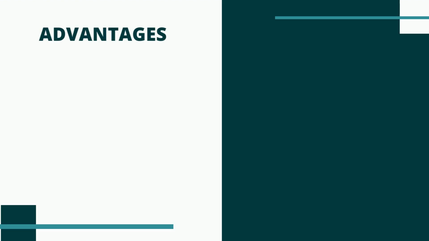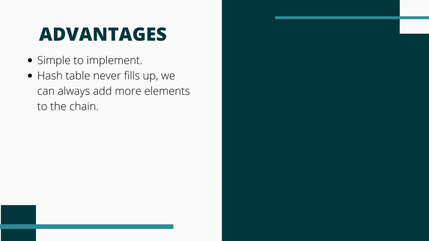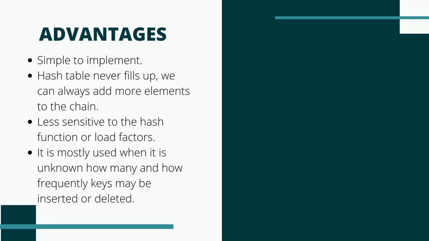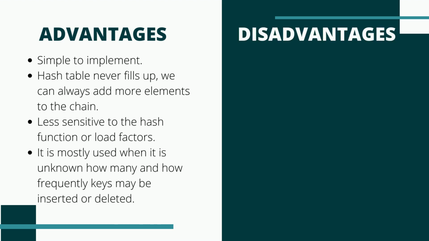Now, let's have a look at some of the advantages of separate chaining. It is a very simple method to avoid collision and hence can be implemented easily. The hash table can grow and we can add new elements to it. It is less sensitive to the hash function used. This method can be used easily when we are unaware of the number of operations like insertion and deletion to be performed with the keys.